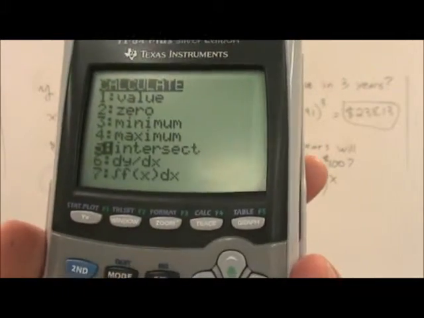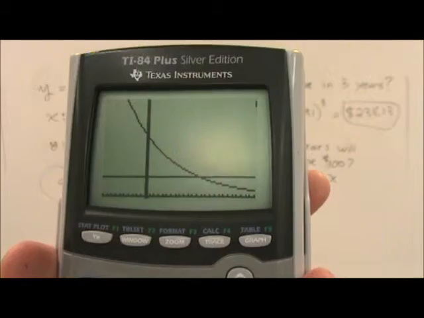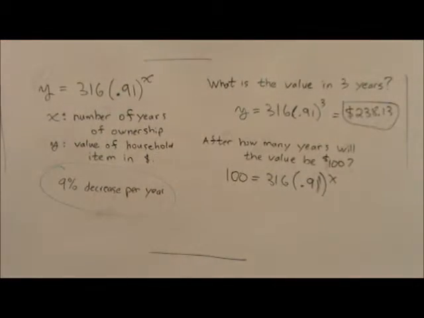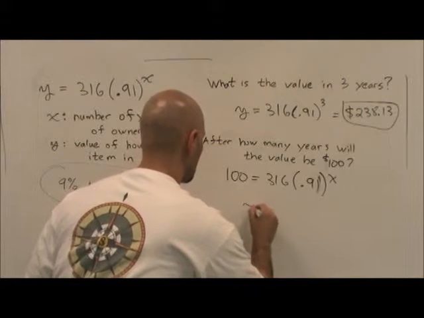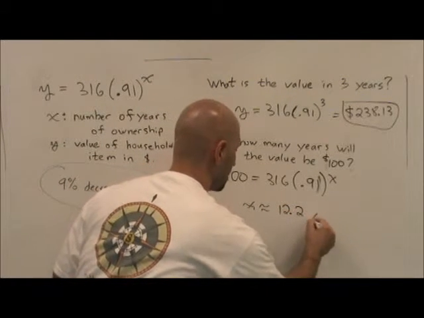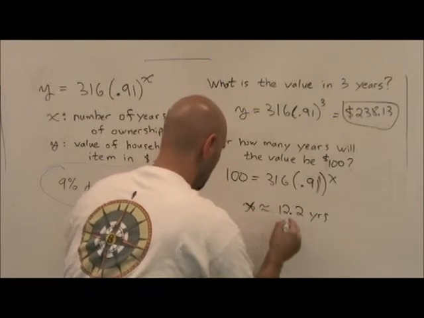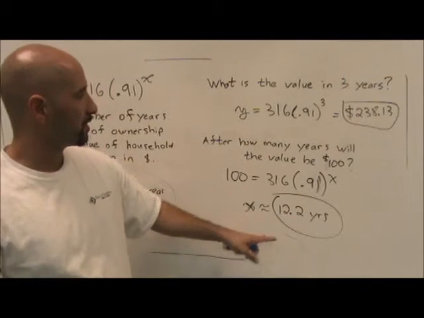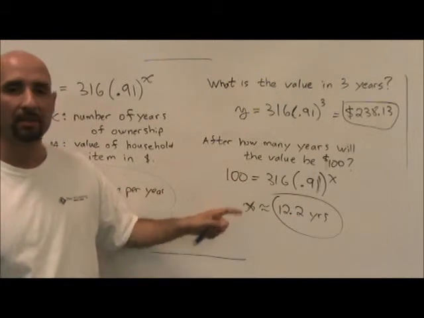And we'll use the intersect feature. So approximately 12.2 years. So about 12.2 years, or in 12.2 years, the value of our household item will be $100.